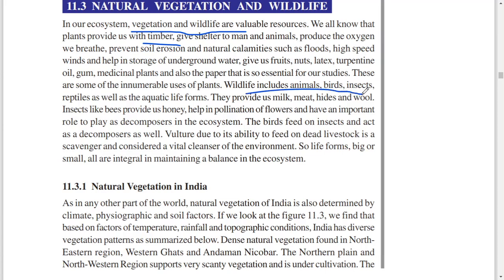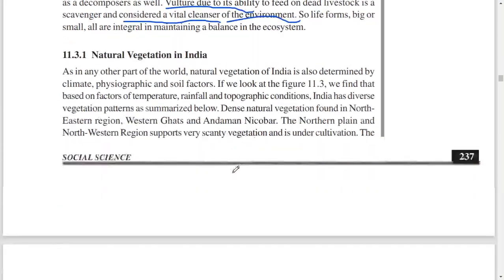Wildlife includes animals, birds, insects, reptiles as well as aquatic life forms. They provide us milk, meat, hides and wool. Insects like bees provide us honey, help in pollination of flowers and have an important role to play as decomposers in the ecosystem. The birds feed on insects and act as decomposers as well. The vulture, due to its ability to feed on dead livestock, is a scavenger and considered a vital cleanser of the environment. So life forms, big or small, are all integral in maintaining a balance in the ecosystem.